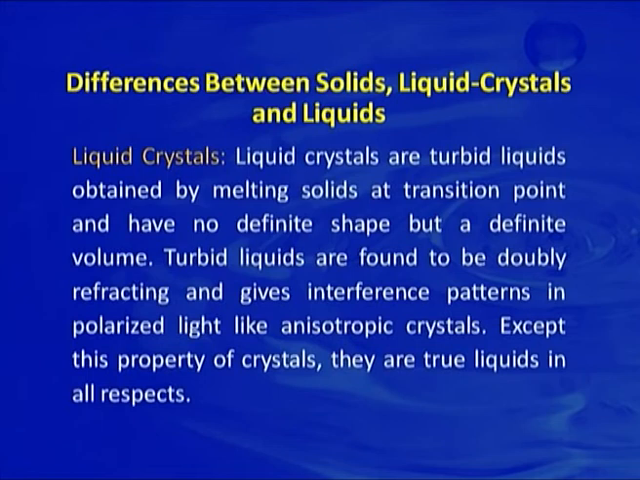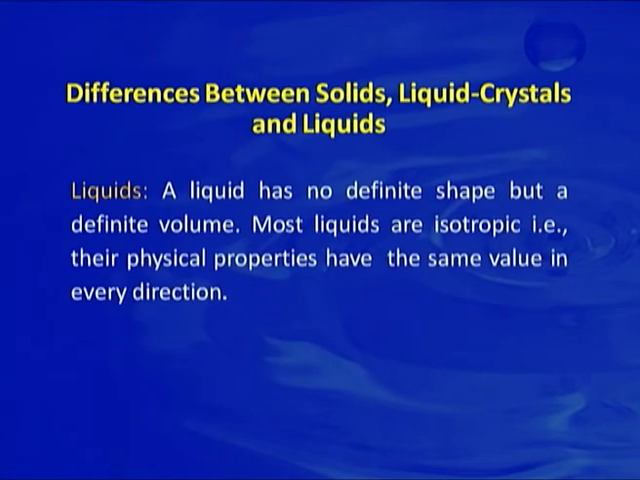Liquid crystals are turbid liquids obtained by melting a solid at the transition point and have no definite shape but a definite volume. Turbid liquids are found to be doubly refracting and give interference patterns in polarized light like anisotropic crystals. Except for this property of crystals, they are true liquids in all respects. While a liquid has no definite shape but a definite volume. Most liquids are isotropic, that is, their physical properties have the same value in every direction.